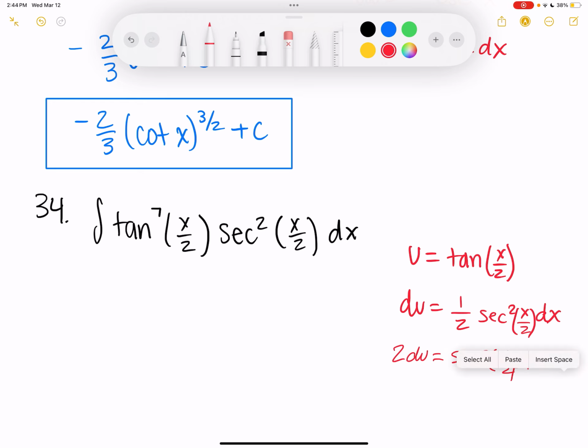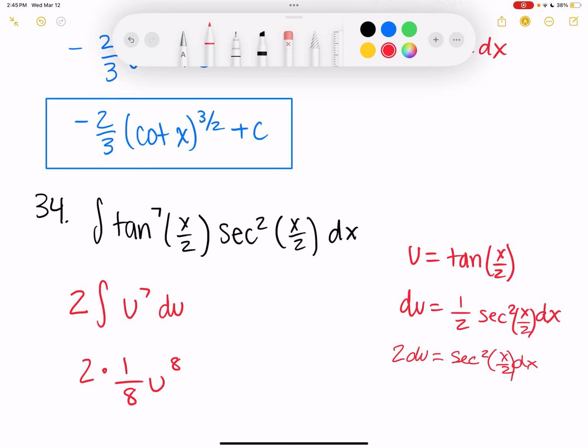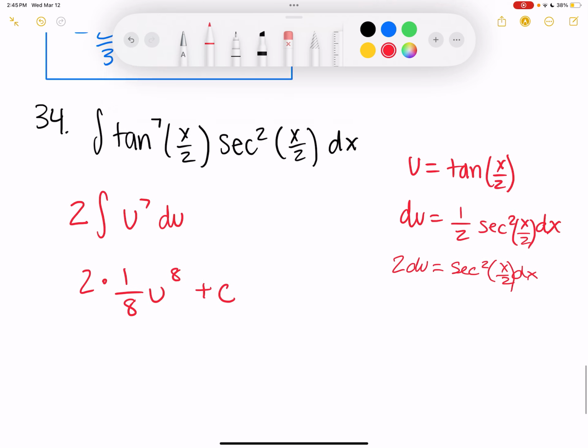Okay. So this now is 2 times the integral, nope, that didn't help, of u to the 7th du. Now that's much easier to deal with, obviously. So what is the antiderivative here? 1/8 u to the 8. Yep. Plus c. I almost forgot the plus c.